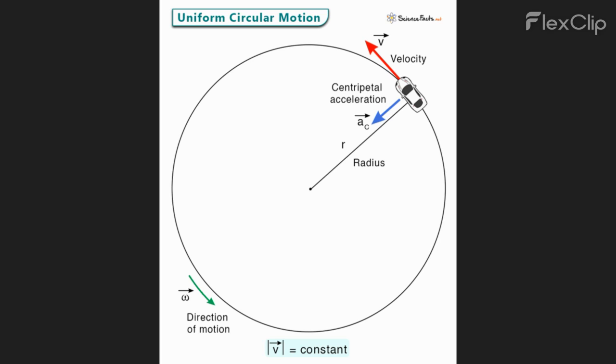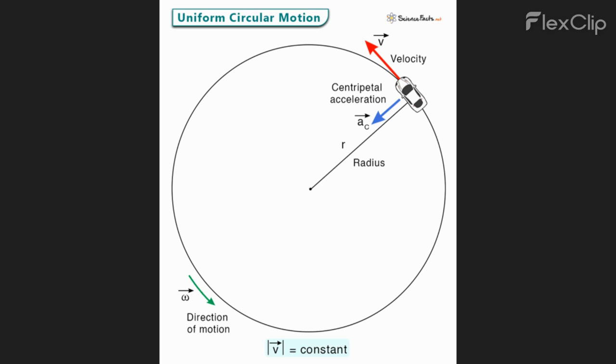And most importantly, we have centripetal force. This is the force that keeps the object moving in the circle and is directed towards the center. Without centripetal force, the object would fly off in a straight line. The formula for centripetal force is F = mv²/r, where m is the mass, v is the velocity, and r is the radius.